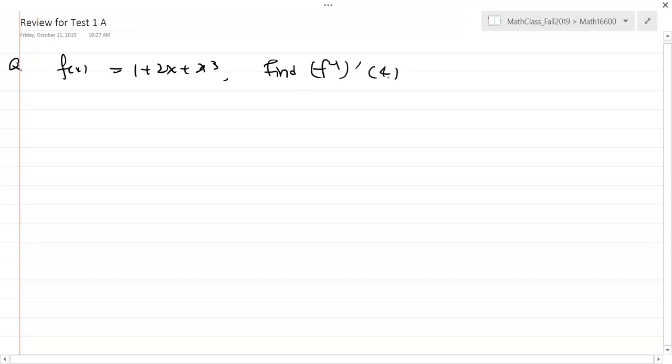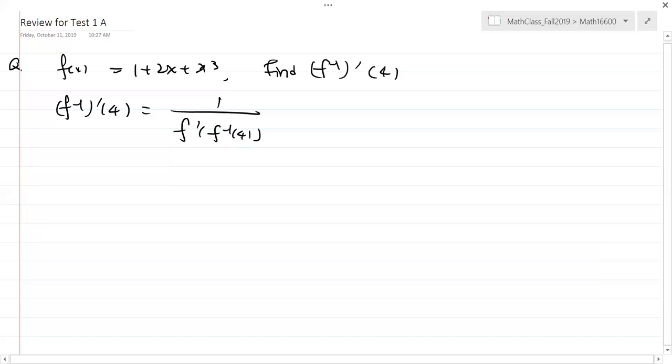All right, now, we are not able to find the formula for the inverse function, but we're still able to find the derivative. So the idea is to use a formula. All we have to do is find the value of the inverse function at that particular point. You don't need the formula. You just need the value of the inverse at that particular number, 4. Okay, so how do you do that?